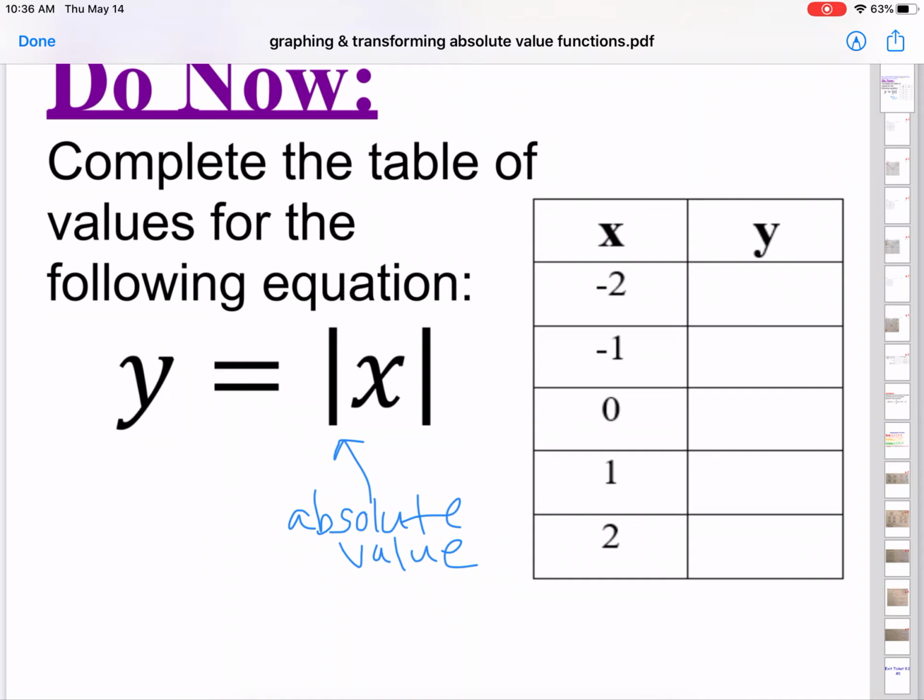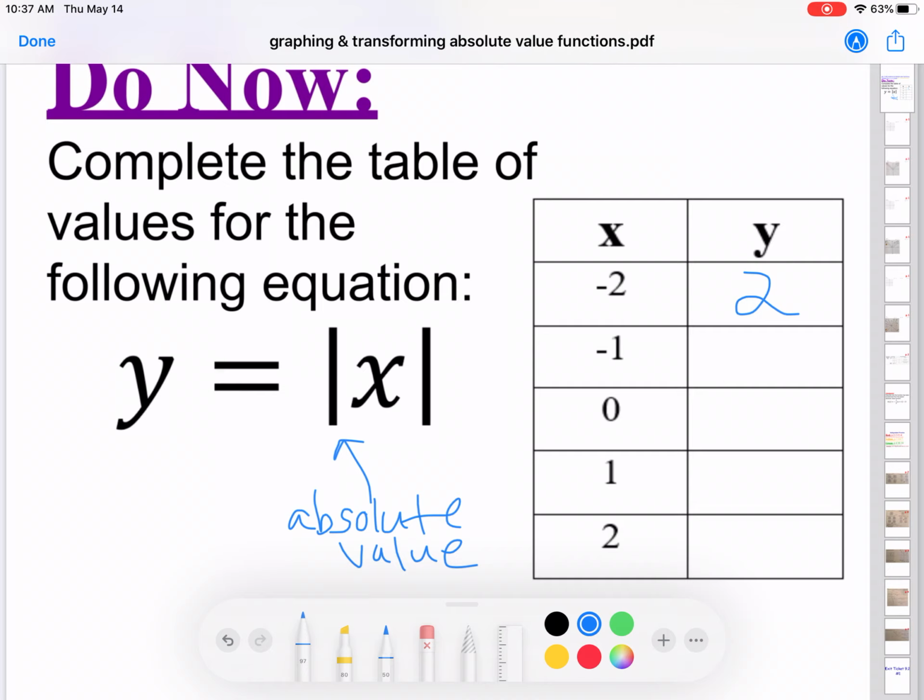So if I look at this table right here, if we try to find the absolute value of -2 as our x value, the y value would be +2. If we found the absolute value of -1, that would be +1. The absolute value of 0 would just be 0. The absolute value of 1 just stays as 1. And the absolute value of 2 would just be 2.